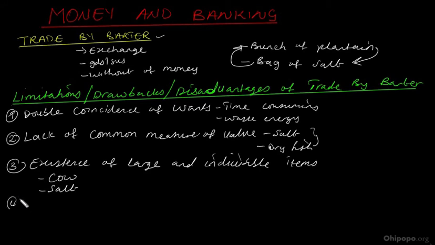Also, the fourth limitation is the problem of deferred payment. What does this mean? It means that credit transactions are impossible, as it was difficult to take goods and services on credit. Lending was also impossible, and this reduced what? The volume of trade. Nowadays with the use of money, you can consume goods now and payment being done in the future. But in those days, with trade by barter, it was very difficult for you to consume goods now and payment being done in the future.